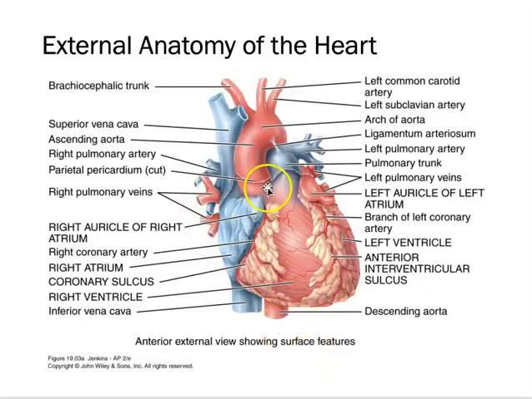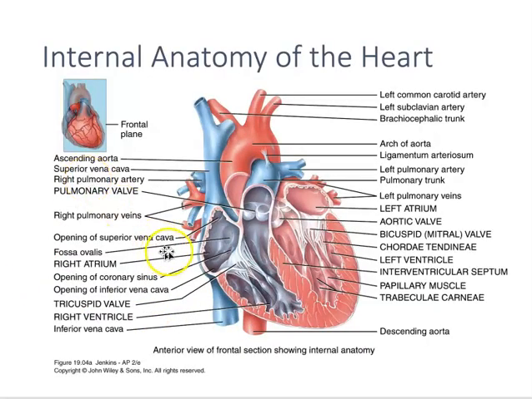Let's see, some other prominent features here externally. There is the ascending aorta. There is the arch of the aorta, which will go behind the heart. We lose it because we don't see it. And then we have the descending aorta right here. So that's our main artery of the body. Then we have our inferior and superior vena cavas. These are the two biggest veins that are bringing blood back to the heart.